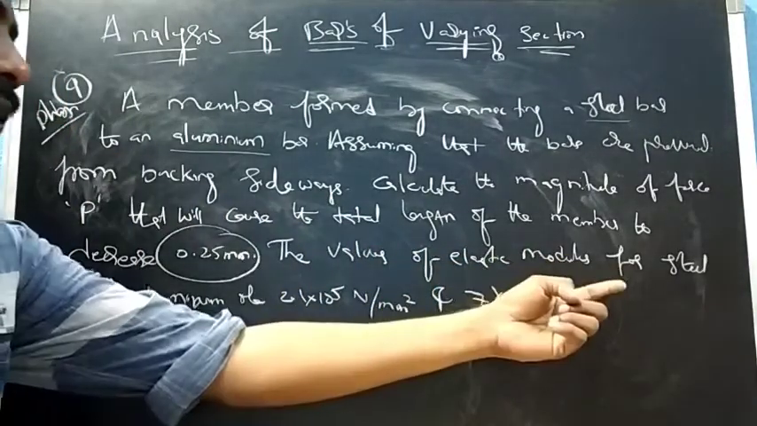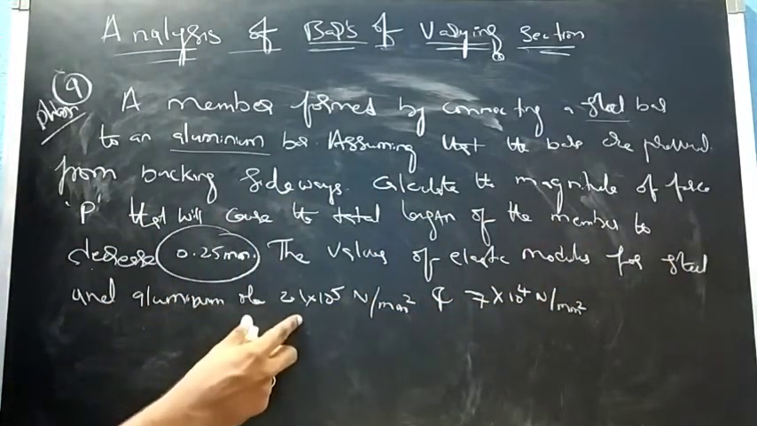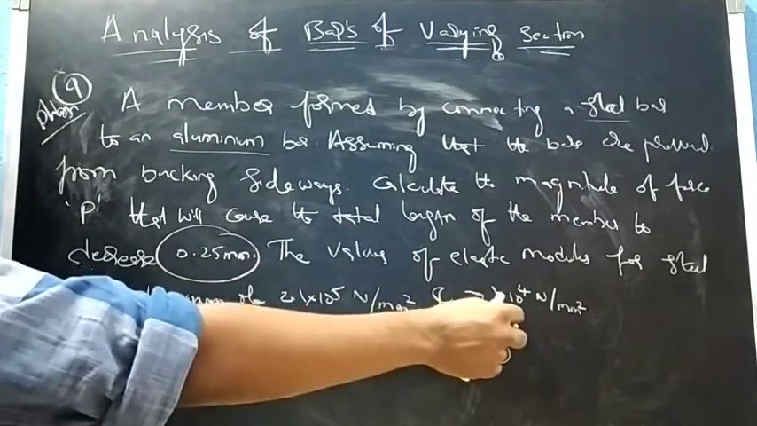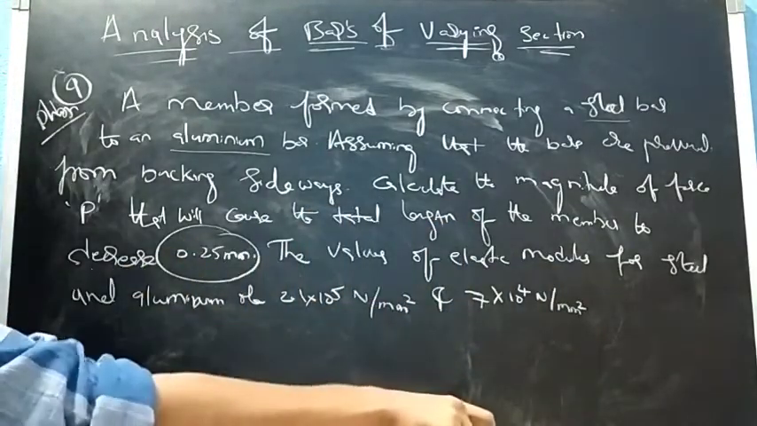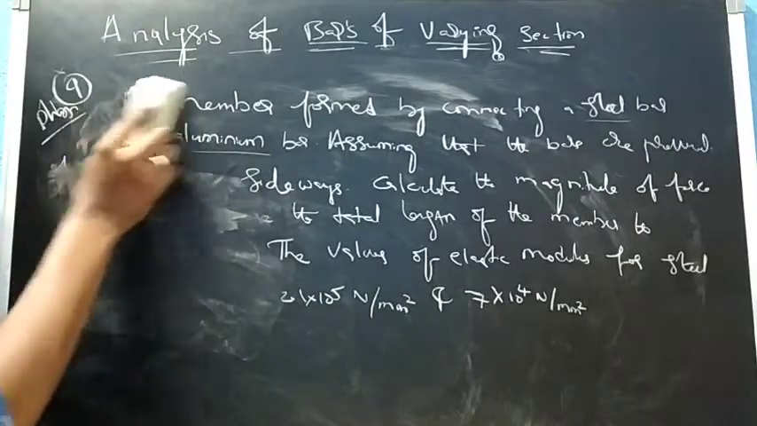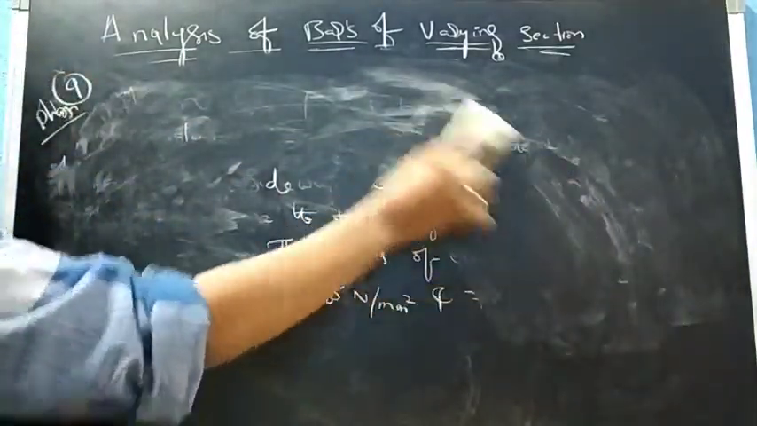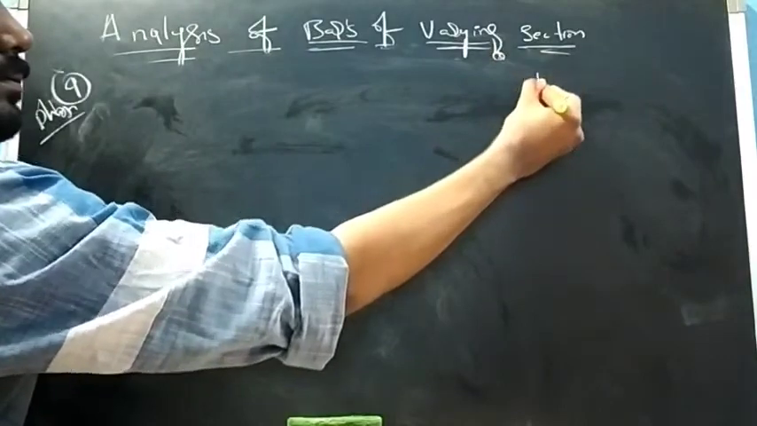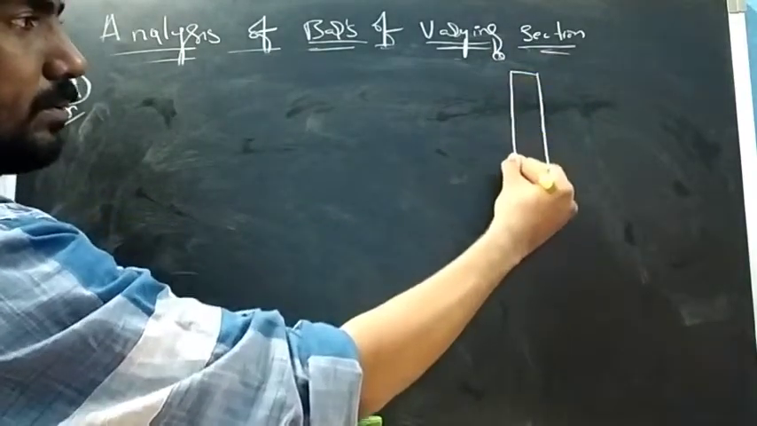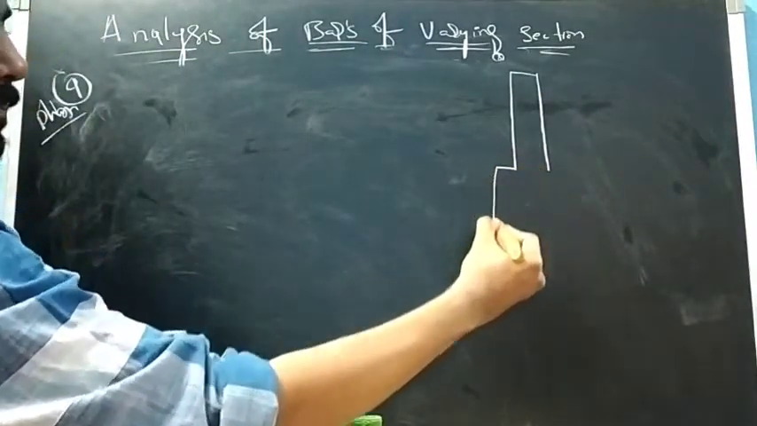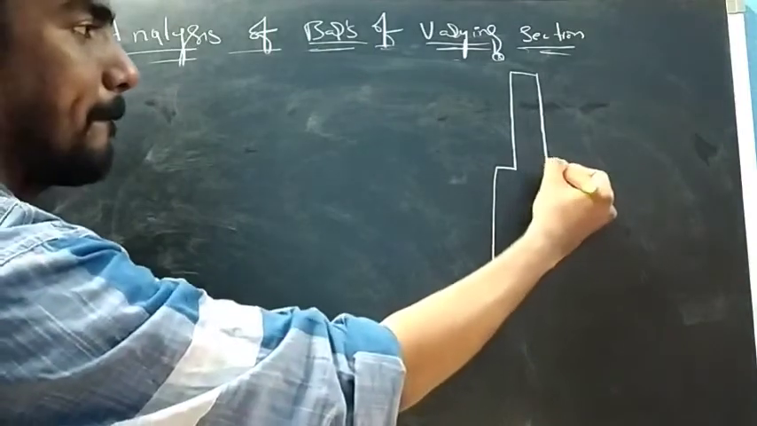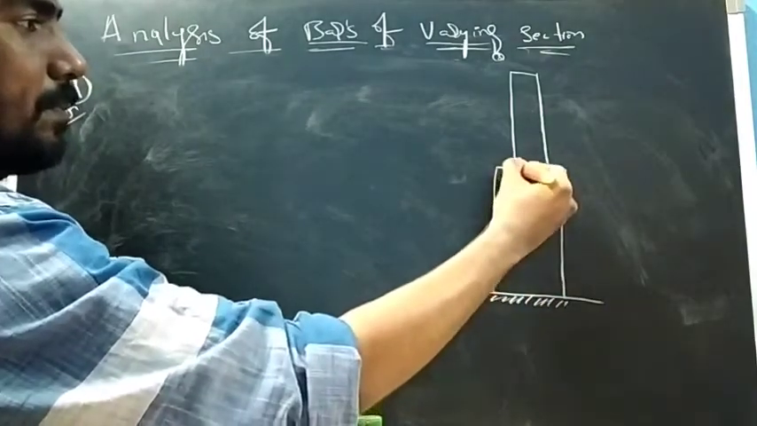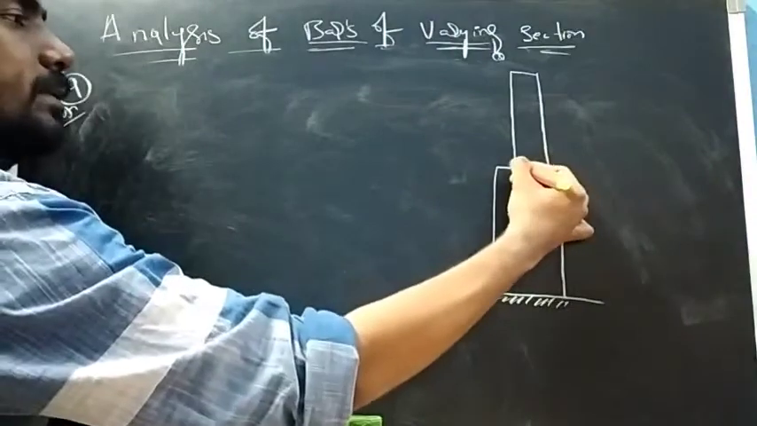The values of elastic modulus of steel and aluminum bar are 2.1 into 10 to the power of 5 Newton per mm square, and for aluminum it is 7 into 10 to the power of 4 Newton per mm square. So now we'll see the diagram so that you can clearly understand the given question, right? Here two different materials.